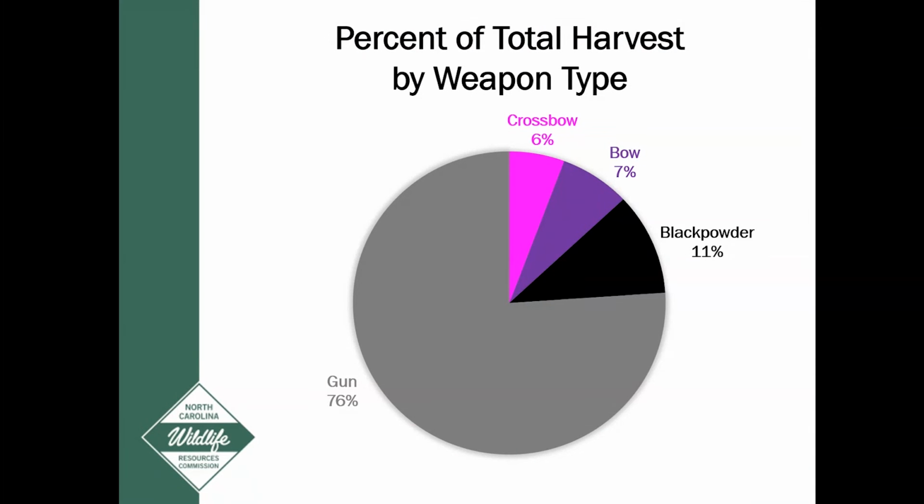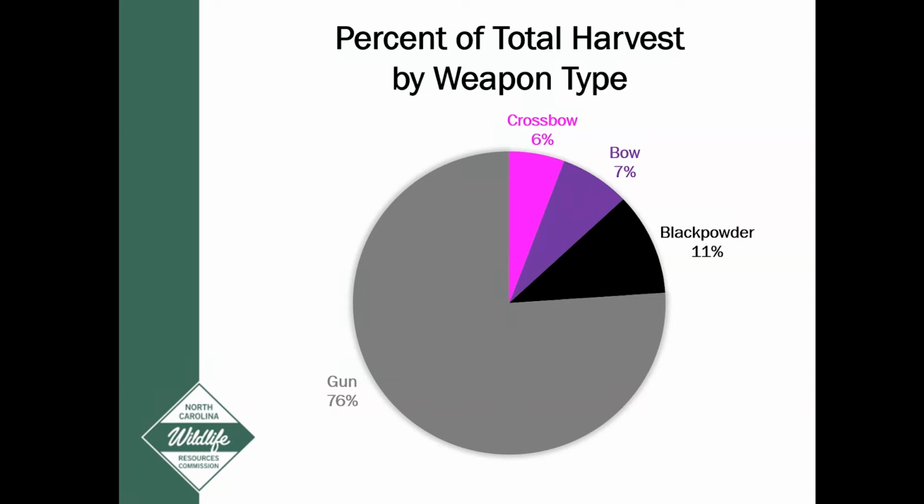One of the questions that we ask when you report your harvest or register your harvest is the type of weapon that was used to harvest the animal. And from that, we know that 76% of deer harvested in North Carolina are harvested with a gun or firearm. That could be a shotgun or a rifle. 11% with black powder, and then another 13% with archery equipment, some type of archery equipment.